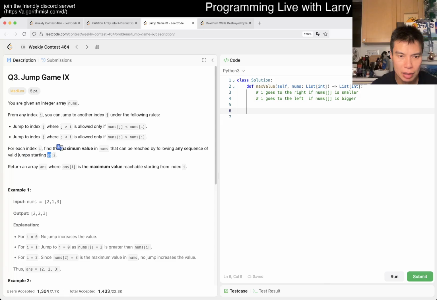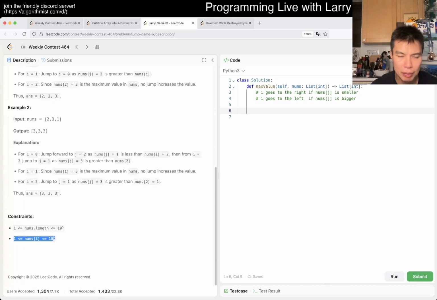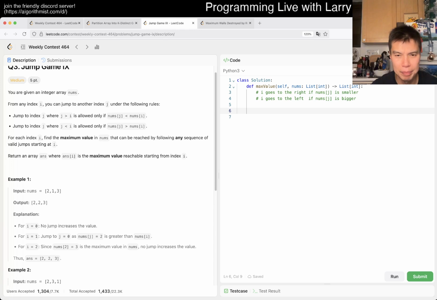starting at i. Okay, so you have big numbers, and you want to be able to jump from everywhere. I mean, there's a union find thing here, right? Because you could jump to the right, jump to the left, and go back to the right. So it's a free move. Maximum. Okay, so it's a union find.